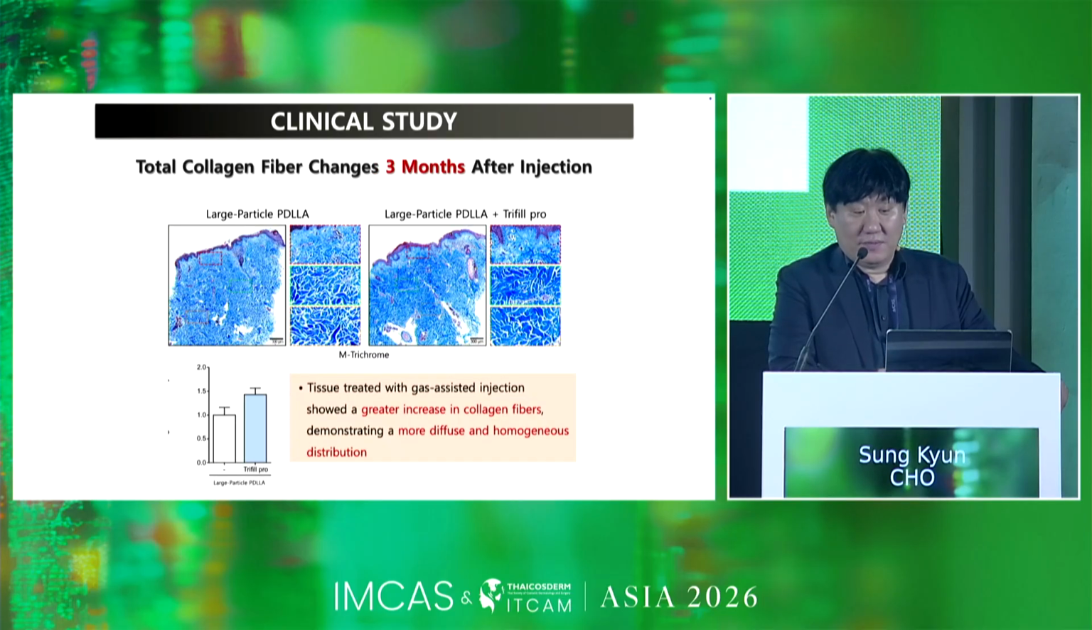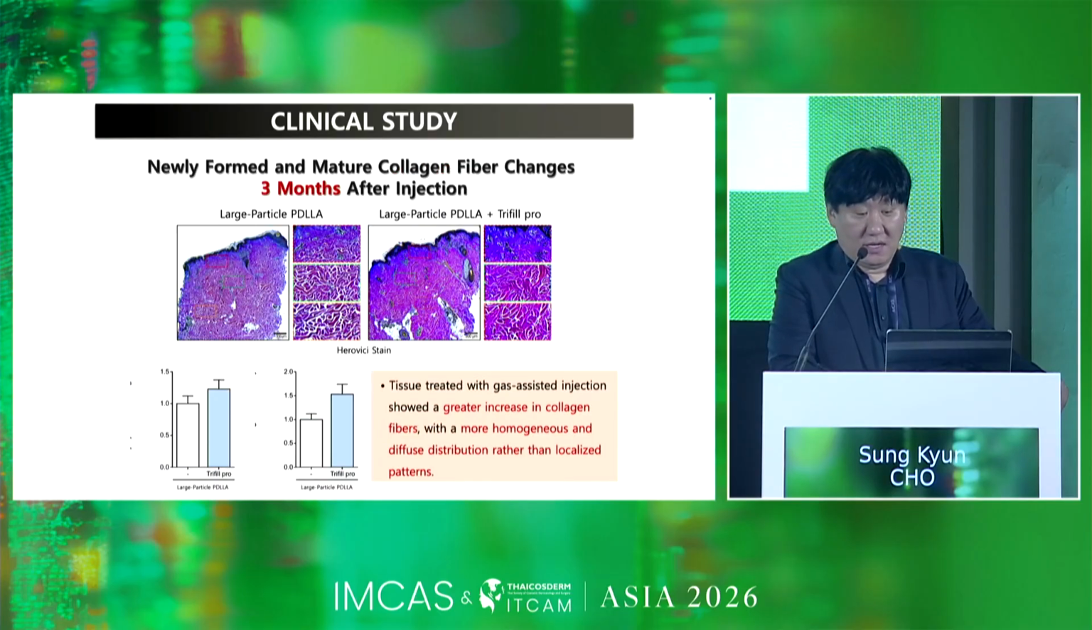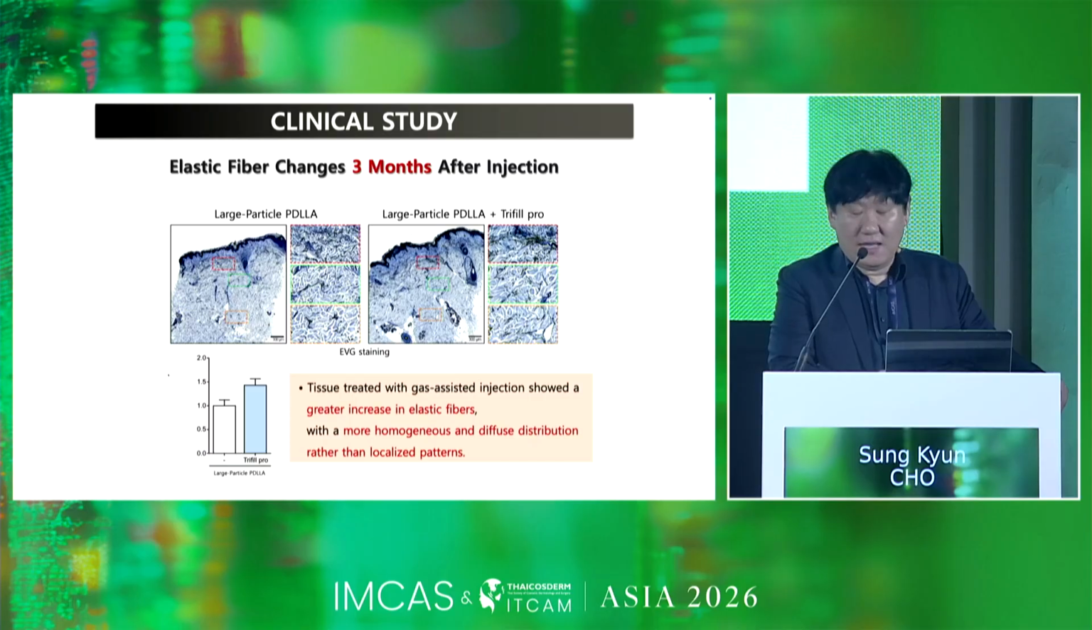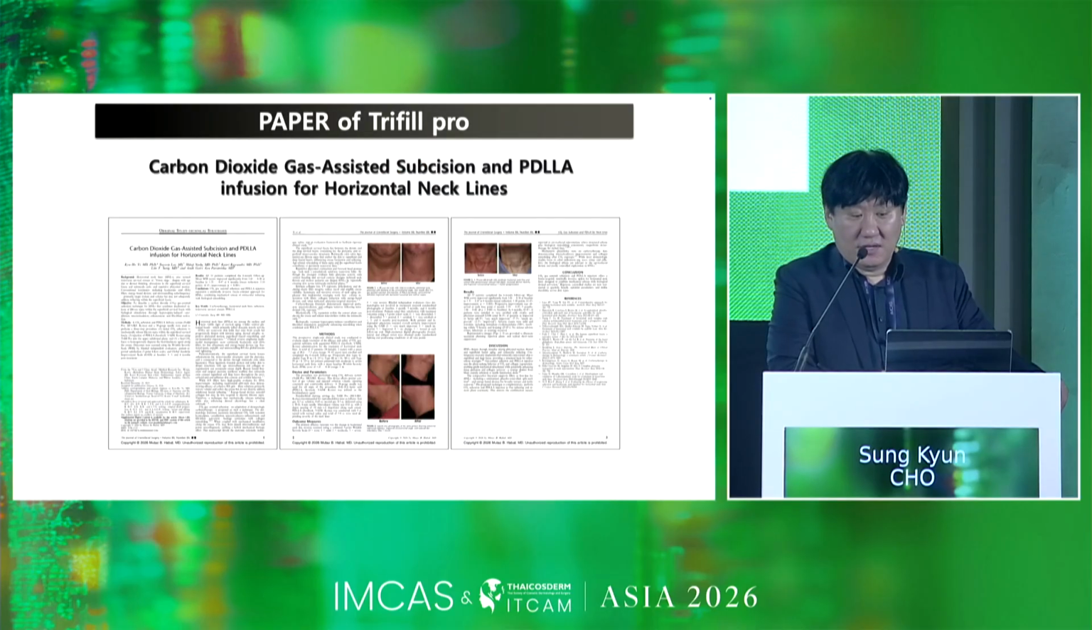And you can see total fiber collagen change after 3 months compared to the PDLA without the machine. It's a more even distribution, with more neutrophil accumulation in that area. Again, you can see with this study that there's a greater increase in collagen with a more homogeneous distribution, which is very important because it allows for less nodule formation and actually better efficacy. So again, the elastic fibers are also important. You can see that there's evenly homogeneous distribution.